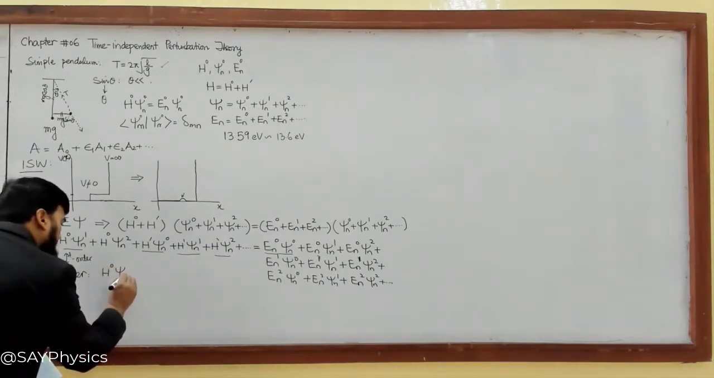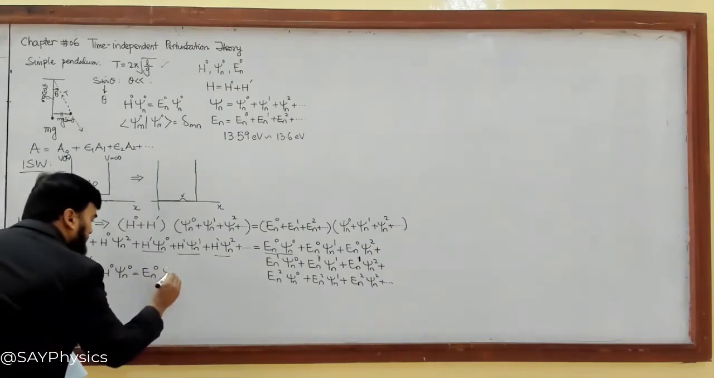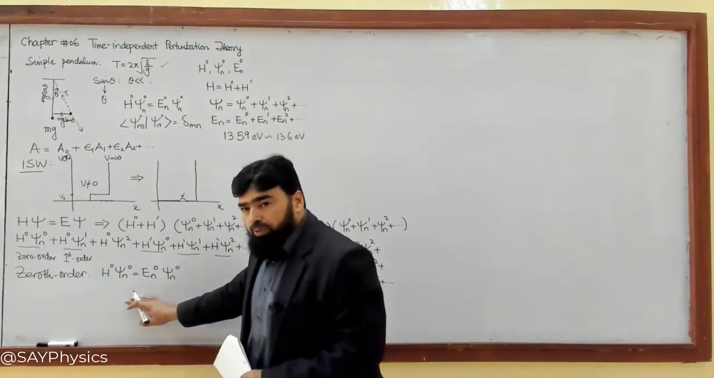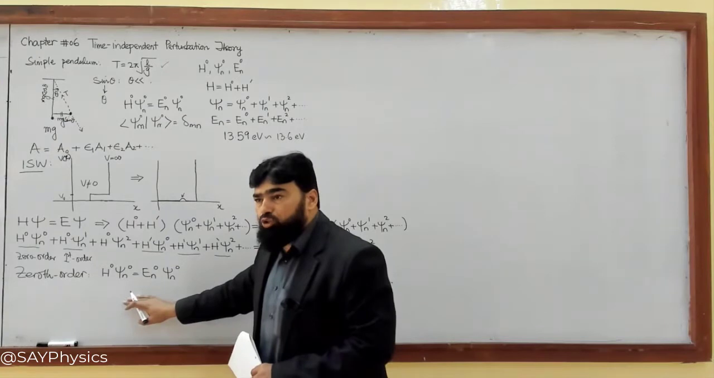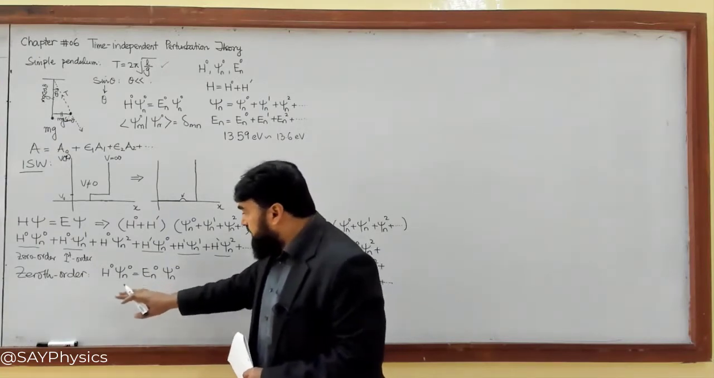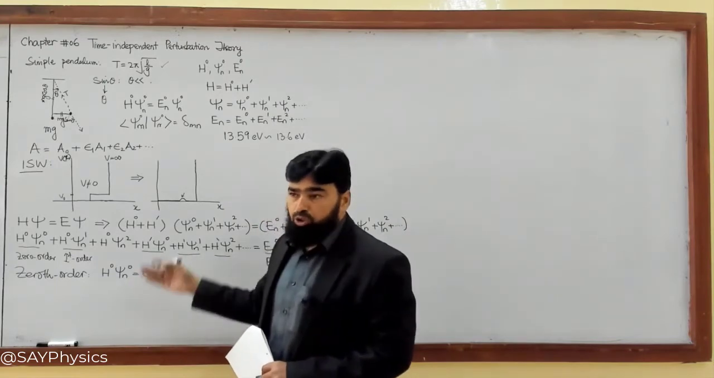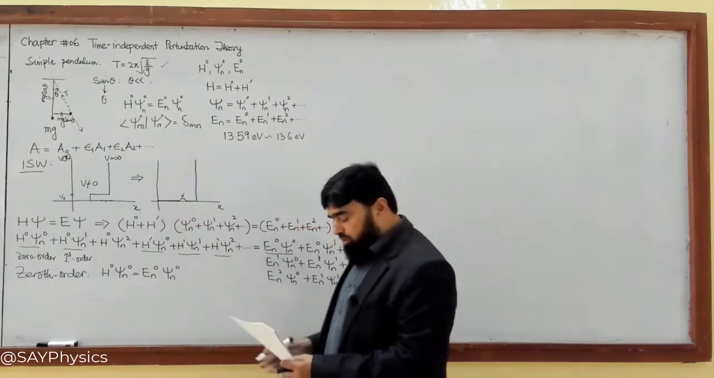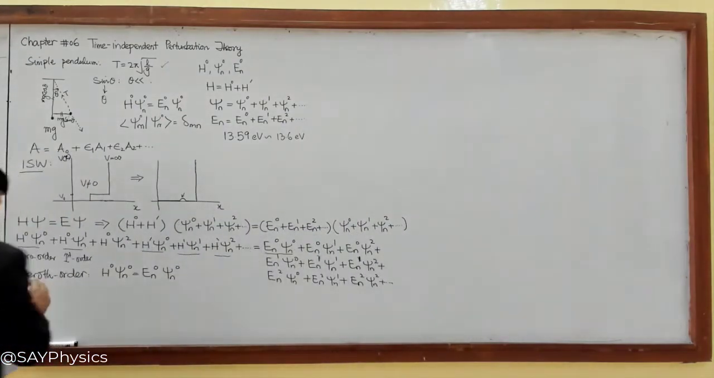H0 psi n0 is equal to En0 psi n0. This is the time-independent Schrödinger wave equation. We have solved this equation for many geometries, and this means making no new contribution to the system. So this one is already done. The zeroth order we have already done. So come to the first order.